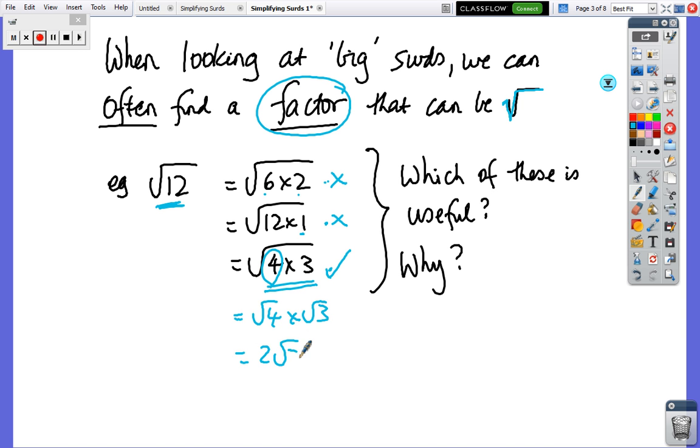So you end up with a smaller surd left behind. Instead of having root 12, I've only now got a root 3, but we need to have a 2 out the front to make them equal. Okay. Copy that down, and when you're ready, come to the next slide.